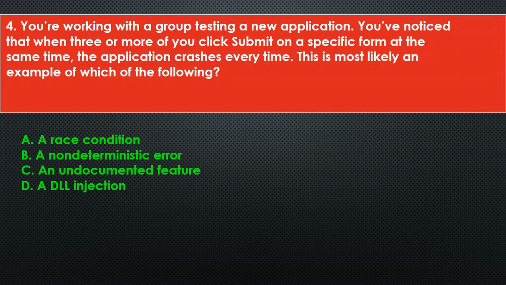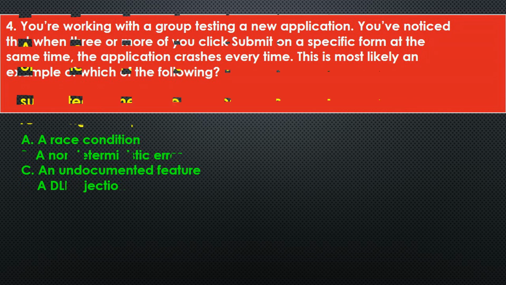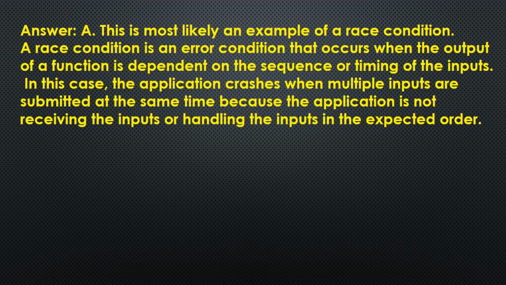4. You're working with a group testing a new application. You've noticed that when 3 or more of you click submit on a specific form at the same time, the application crashes every time. This is most likely an example of which of the following? A. A race condition. B. A non-deterministic error. C. An undocumented feature. D. A DLL injection. Answer: A. This is most likely an example of a race condition.